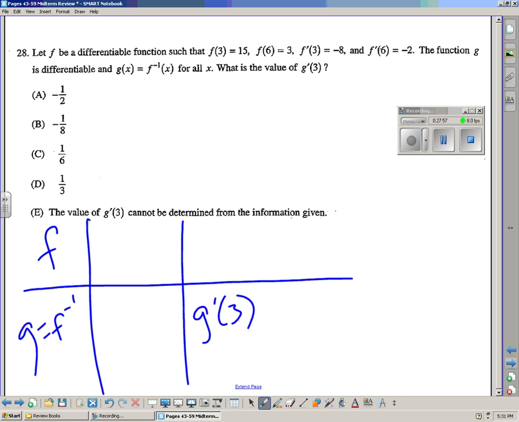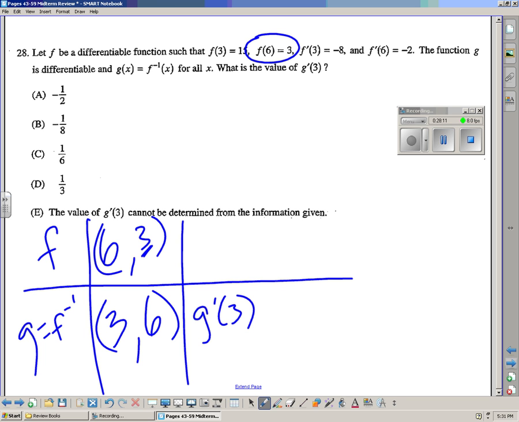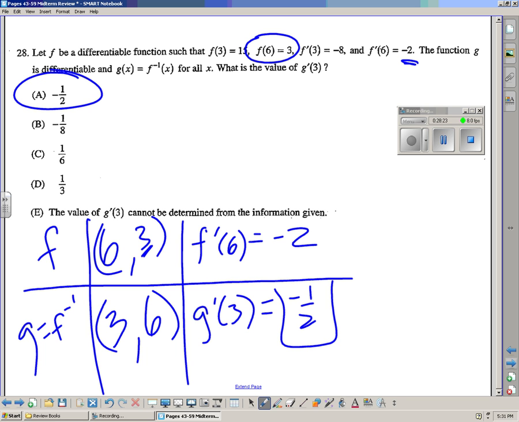So think about that. What that means is my point on g is 3 comma somebody, which means the point on f is somebody comma 3. So we're really looking for f's y value to be 3, which corresponds to f of 6 being 3. We have f prime of 6 available to us. That's negative 2. So g prime of 3 is the reciprocal of that, which is negative 1 over 2. Choice A. And that's it.